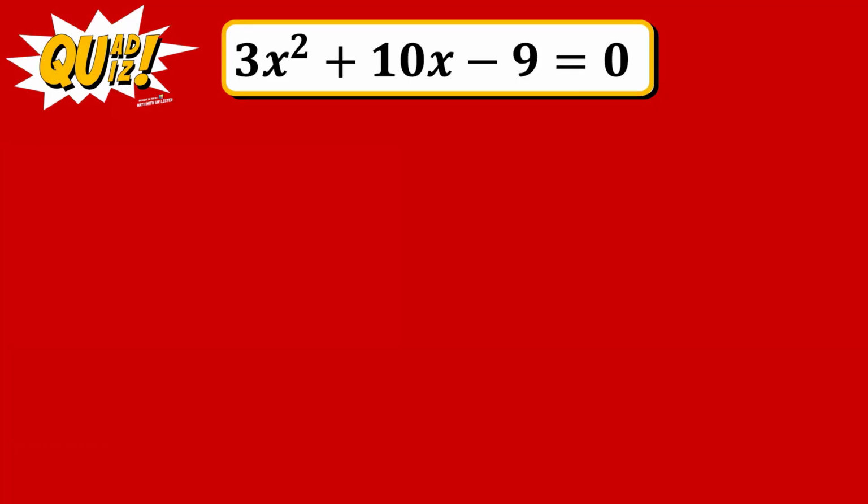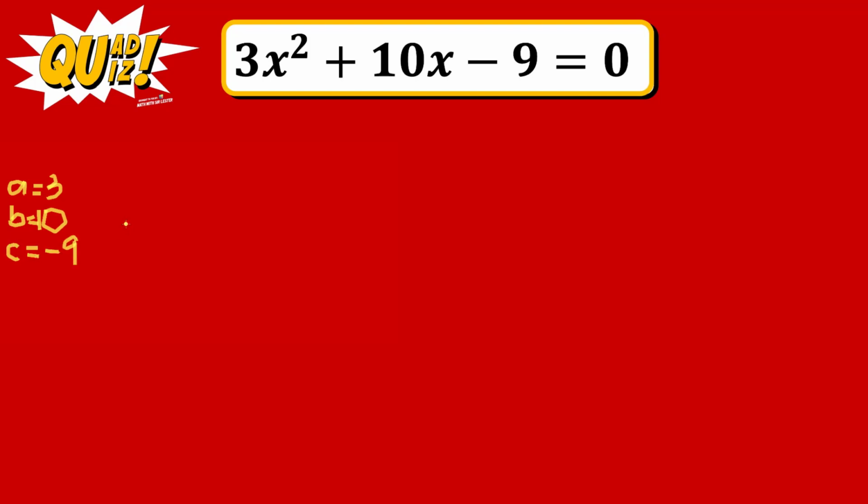Notice that for this given quadratic equation, our a coefficient is no longer 1 nor 2. In our previous videos, we were able to also manipulate equations where the a coefficient is 2, but here it's 3. Again, the a coefficient here is 3. The b coefficient is 10. That's positive 10. And your constant is negative 9.